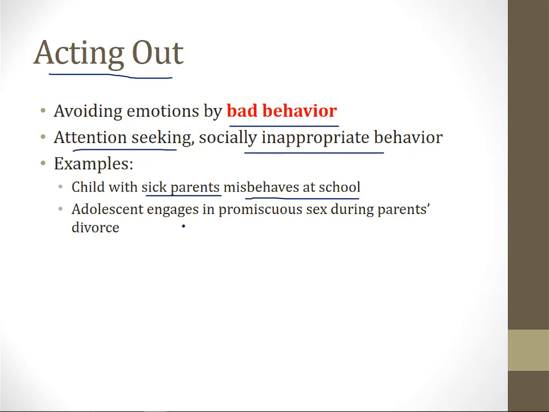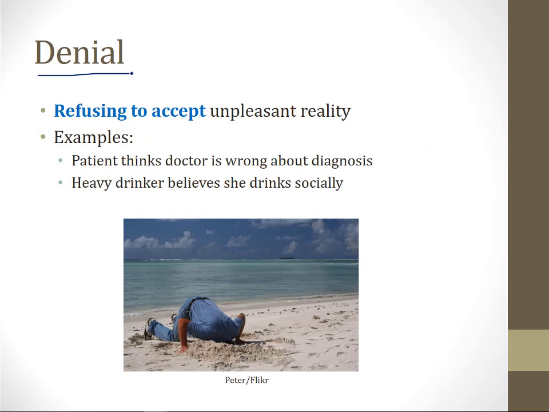Another example is an adolescent who engages in promiscuous sex during her parents' divorce. He or she does not want her parents to get divorced, but they can't resolve that conflict, so therefore they engage in promiscuous sex, and that's an example of acting out. Denial, most people are familiar with. This is refusing to accept an unpleasant reality. So for example, a doctor tells a patient he has heart disease and he says that can't be true. He drops down and does 20 push-ups. That patient is in denial.